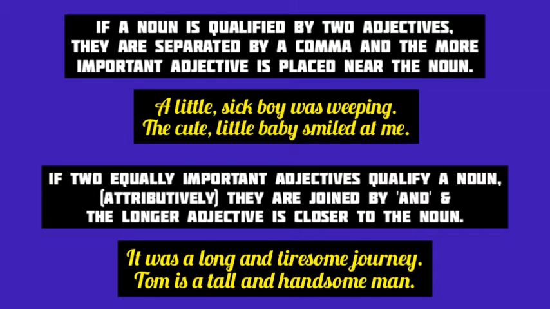So if a noun is qualified by two adjectives, they are separated by a comma and the more important adjective is placed near the noun. For example, a little, sick boy was weeping. Here the two attributive adjectives describing the boy are little and sick, separated with a comma. But the sickness of the boy is more important here, so the adjective sick is closer to the noun boy.